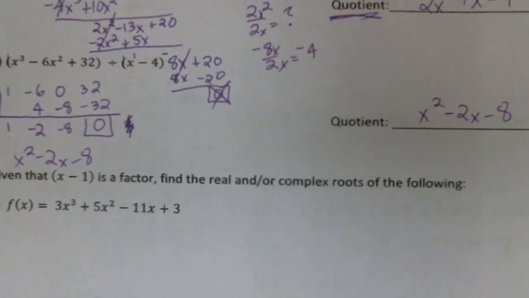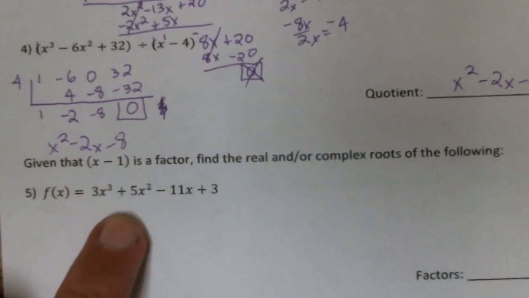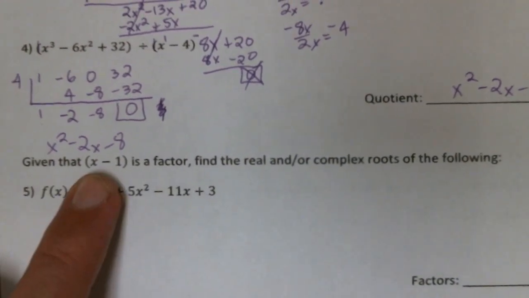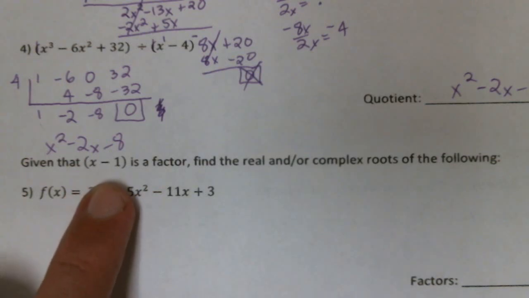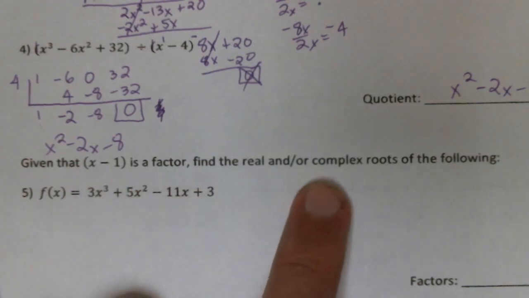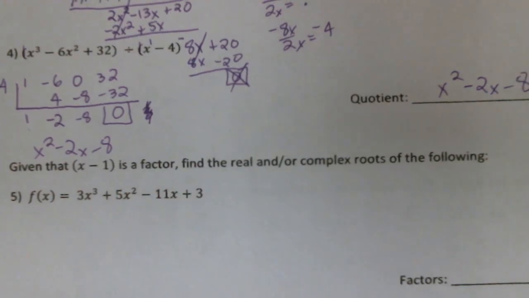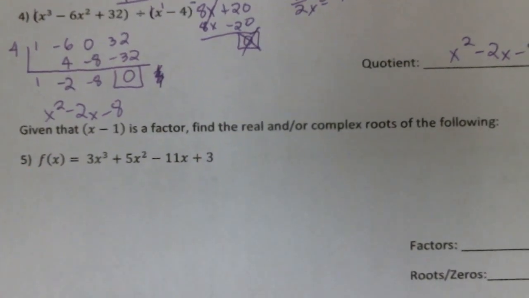Okay, so let's move on here. Number 5, given, that's nice. They tell us one of the factors, okay? So x minus 1 is a factor. Find the real or imaginary complex roots of this following polynomial.